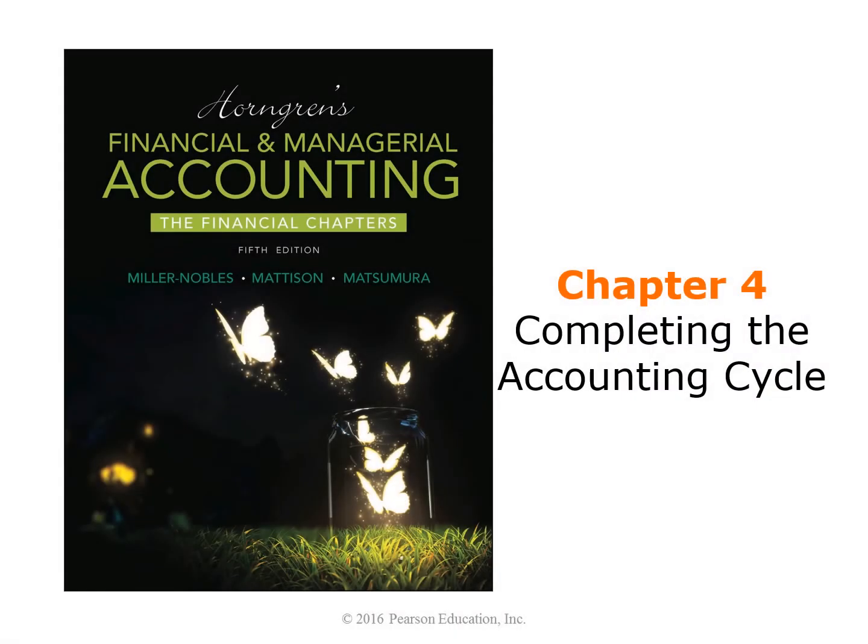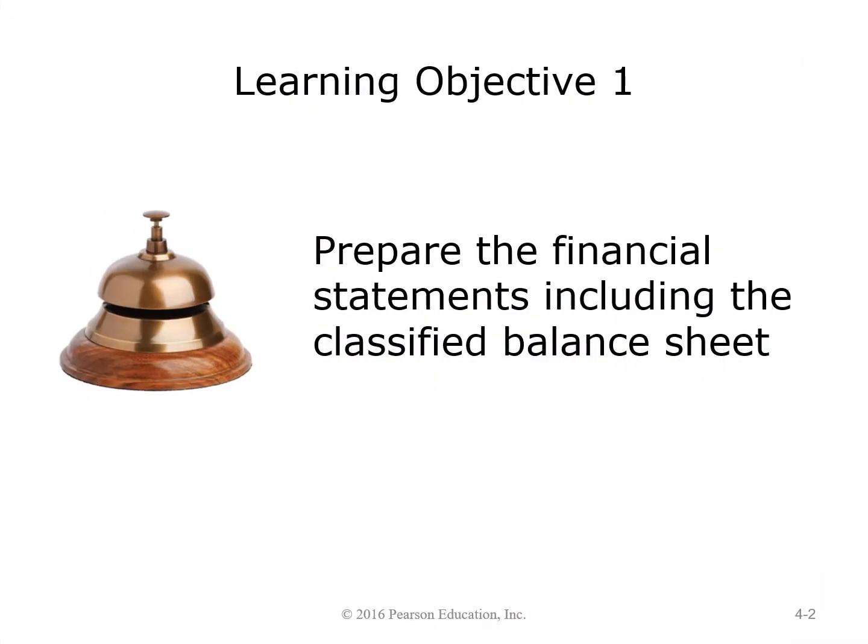We're going to go for chapter 4, completing the accounting cycle, as a continuation to our videos explaining the financial and managerial accounting for Horngren's. Actually, in chapters 1, 2, and 3, we moved through the accounting cycle until we reached the main purpose of financial accounting, which is the preparation of the financial statements.